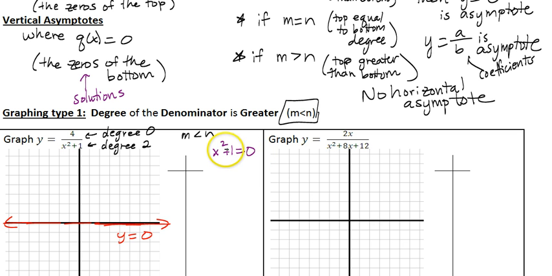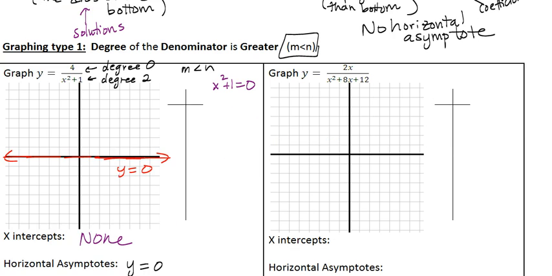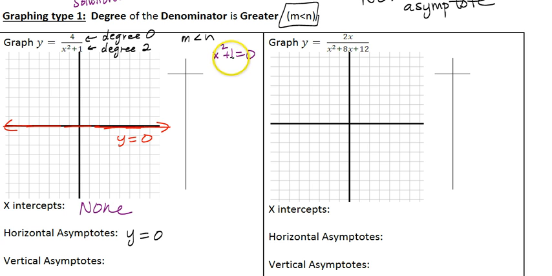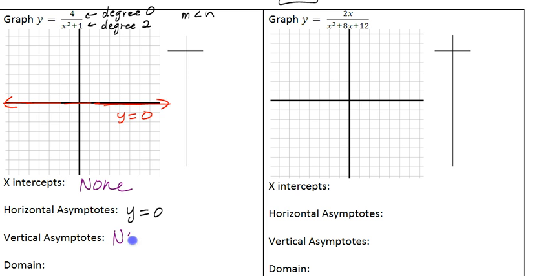Usually at this point, if I have an x squared, you would factor it, right? But hopefully we've talked about this in class. If I've got x squared plus 1, it can't be factored. X squared minus 1 could be factored, but x squared plus 1 can't be factored. So what that means is there are no vertical asymptotes. I can't solve that. It would be imaginary. So no vertical asymptotes.